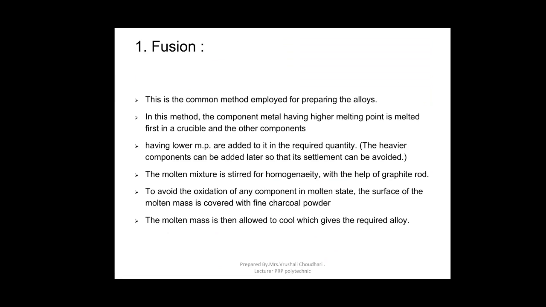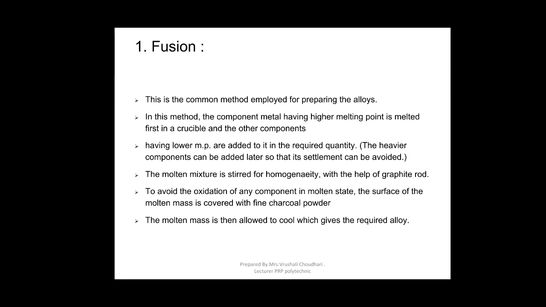How does alloying take place? How we mix a metal with another metal or non-metal is called the process of preparation of an alloy. We use two processes for making an alloy. The first process is called fusion. This is a common method used for preparing alloys.